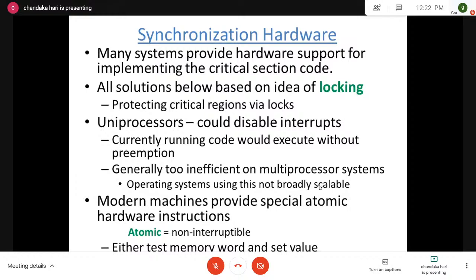So, these particular variables can be set. Atomic variables can be set. Before that, if you want to set atomic variables, you need to test and then set. That's why there is a test memory word and set a value. We'll see what that means.